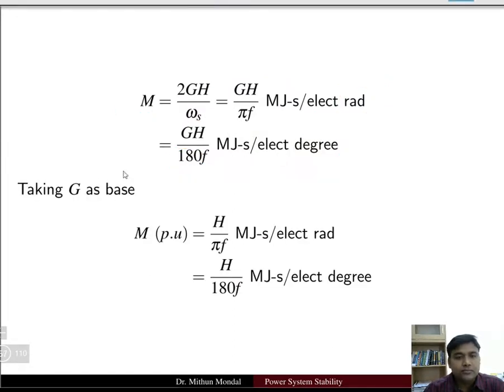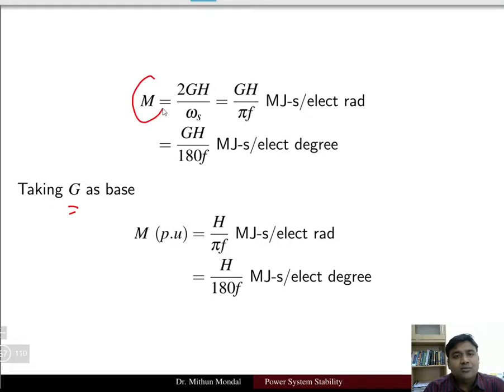If you take the base value as G, then this M, which we have obtained in actual units, can be converted into the per unit system by dividing by the base value G. So we get H by pi F in radian, that is megajoule second per electrical radian. Now if we convert into degree, we multiply it with 180. So the value of M in per unit is H by 180 F.